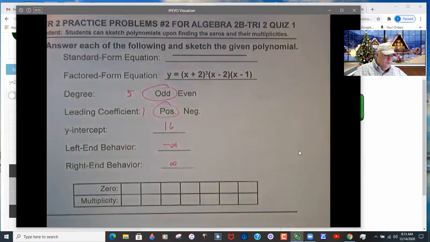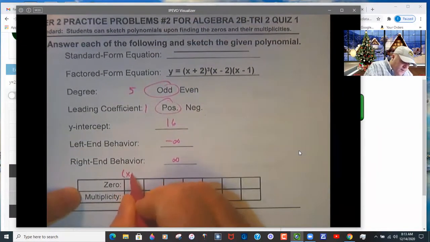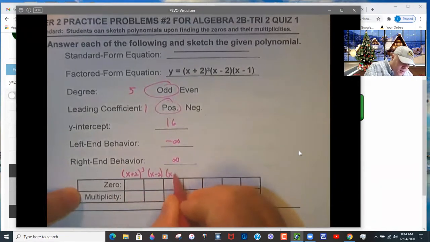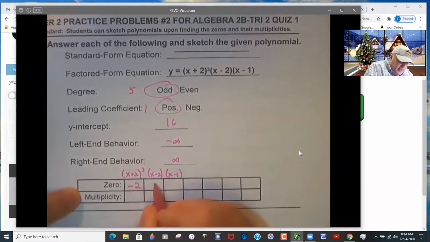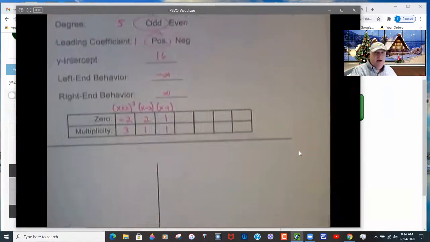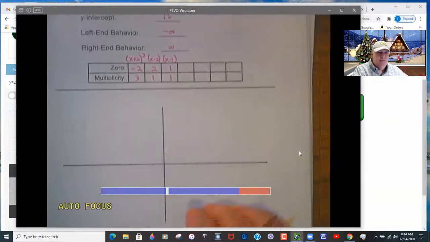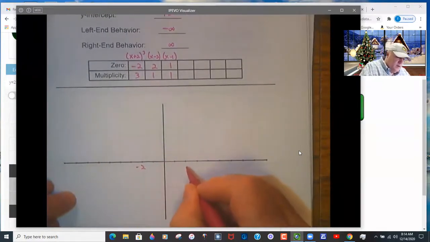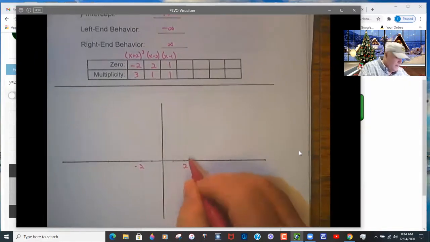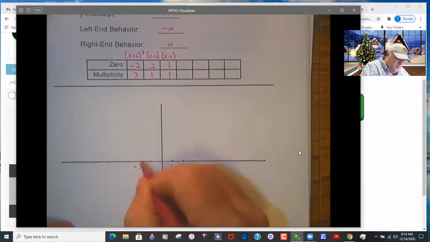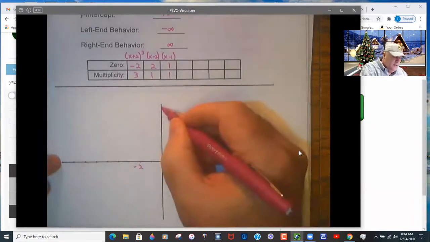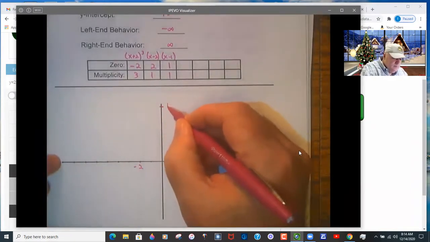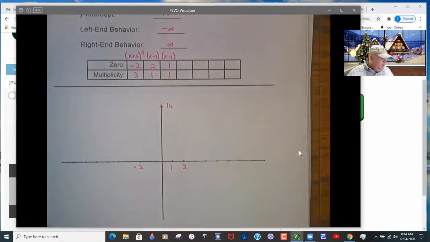So for the zeros, we want to take your factors with their powers down below here, x minus 2, x minus 1. So the zeros will be -2, 2, and 1, with multiplicities of 3, 1, and 1. Now we have not had a multiplicity of 3 yet, which is interesting. So we're going to come down here and plot our zeros at these 3 places. Take a look at the graph to get an idea.